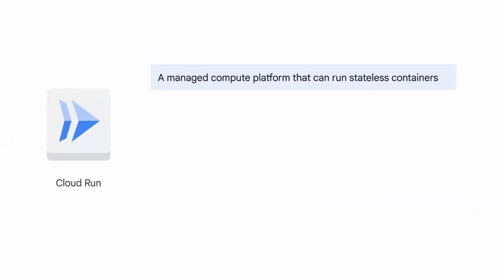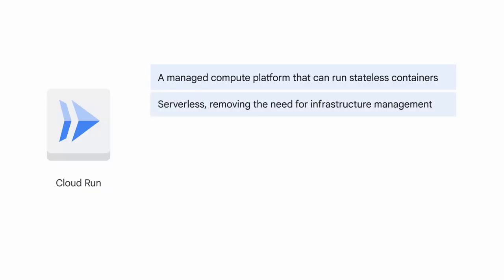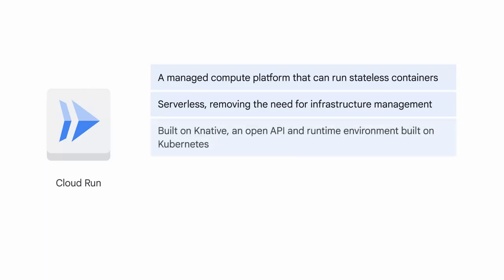We'll begin with Cloud Run, which is a managed compute platform that runs stateless containers via web requests or Pub/Sub events. Cloud Run is serverless. That means it removes all infrastructure management tasks so you can focus on developing applications. It's built on Knative, an open API and runtime environment built on Kubernetes. It can be fully managed on Google Cloud, on Google Kubernetes Engine, or anywhere Knative runs.